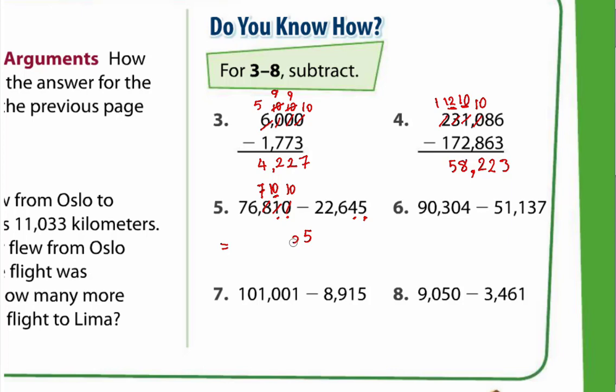6. And the hundreds here, 7 minus 6. It will be 1. Let's move to the thousand. I will put a comma in here. 6 minus 2, 4. 7 minus 2, 5.